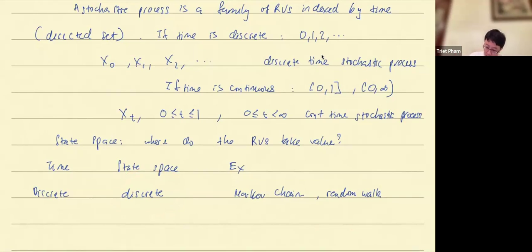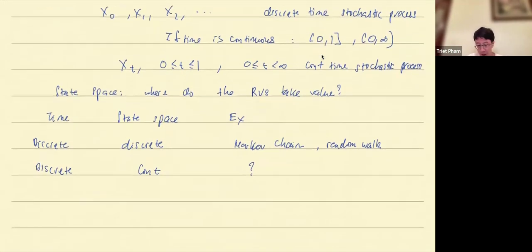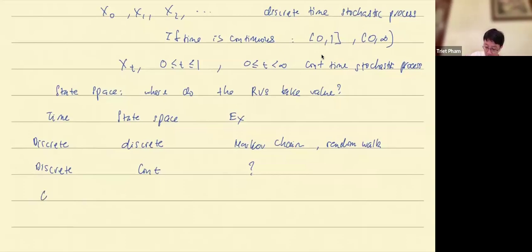You can have discrete time but continuous state space maybe. Example of that? Not so sure. Discrete time, continuous state space. Not so sure, but there should be examples of that. But if you have continuous time and discrete state space, then a very popular example would be some kind of queuing model.